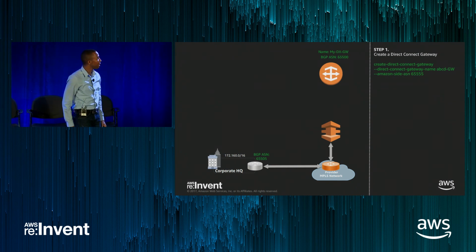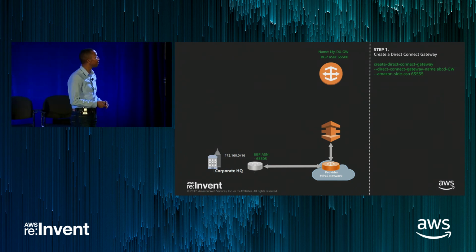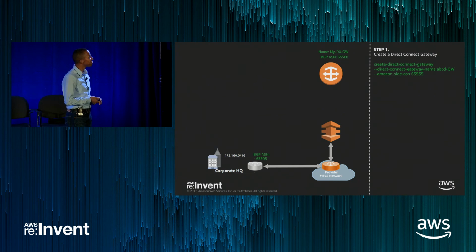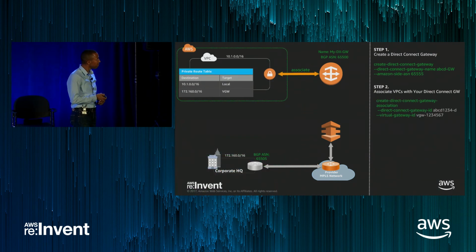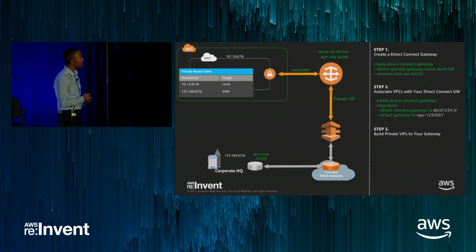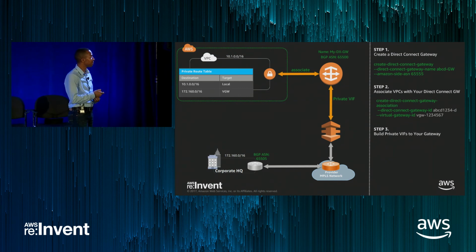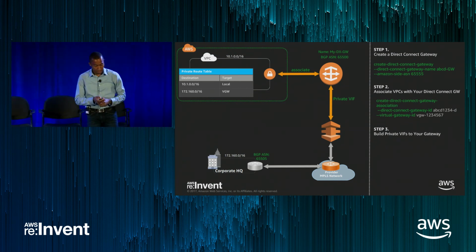So to create a Direct Connect gateway environment, you first create the gateway, and then associate your VPCs. And once these VPCs are associated, you then create your virtual private interface, or your private virtual interface, sorry, to the gateway.